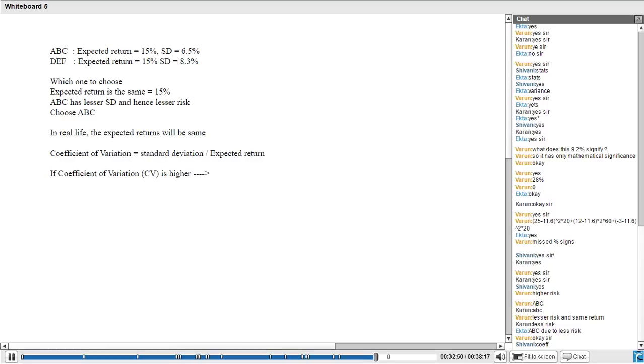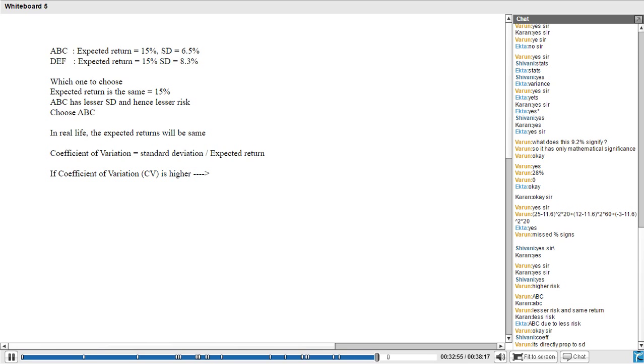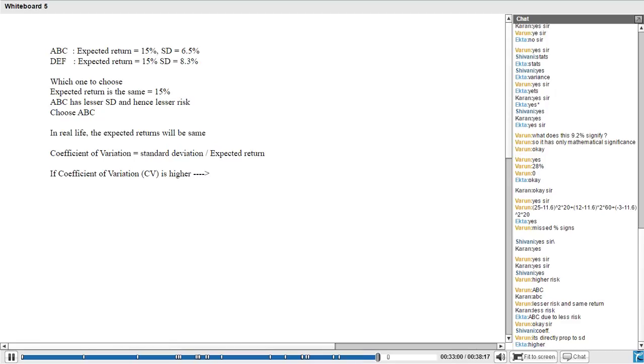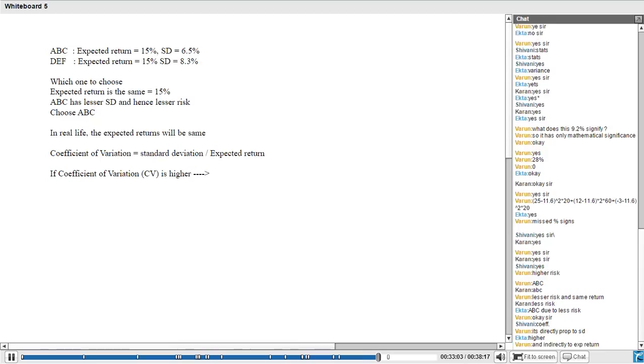So suppose the returns in two cases are the same. If the coefficient of variation is higher, it means standard deviation is higher, so this would imply higher risk. So if coefficient of variation is higher, it implies higher risk. This is a way in which we can compare two returns and say which one has lesser risk, and this does not require that the expected returns be the same. Is that clear? Let's do a quick exercise around this concept.